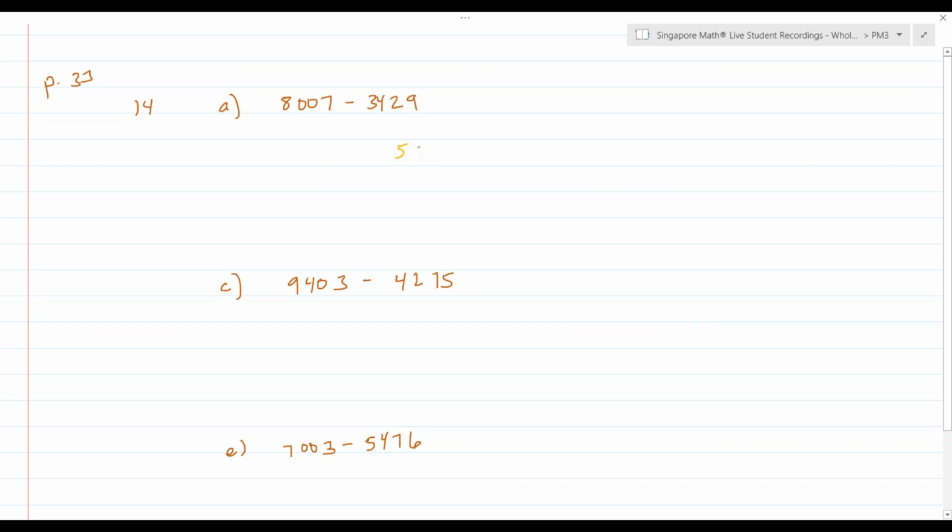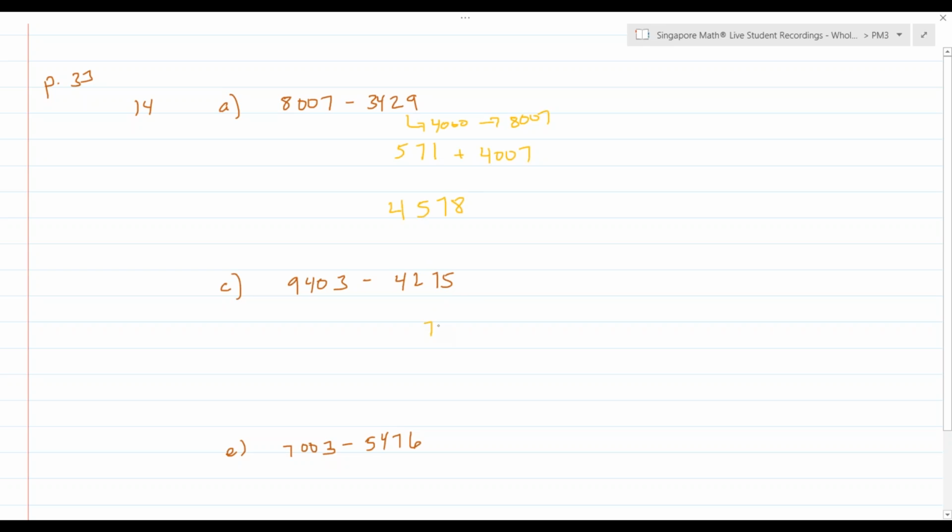You need the 900, 9 tens, 10 ones. That gets me to 4,000. Then I'll just write that down. I'm going to 4,000. Then I'm going to go to 8,007, which means I need to add 4,007. And my answer will be 4,578.